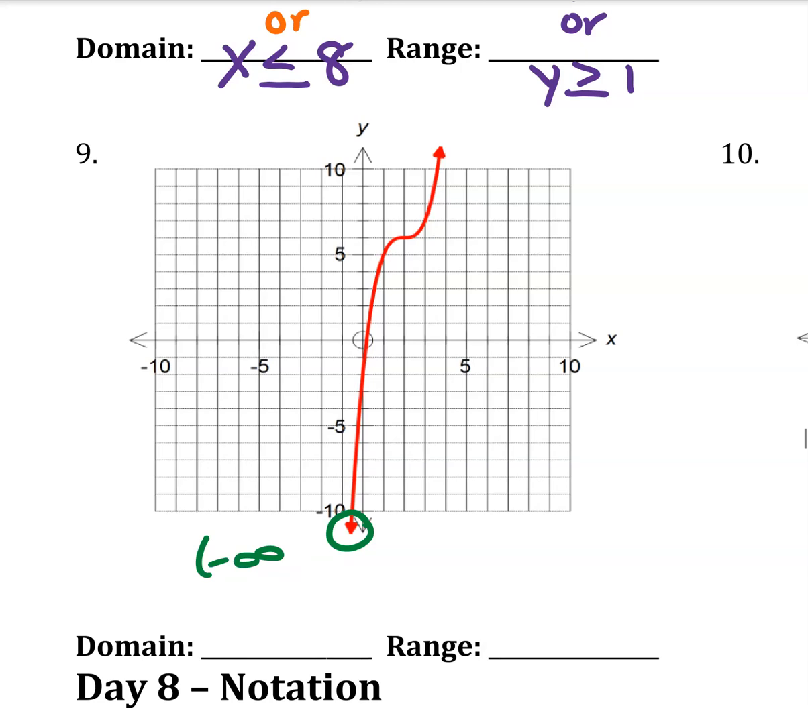Same thing over on the right side. I hit an arrow again. So looks like I'm going to have that -infinity to infinity, or all real numbers. Now, some of you guys, when you just saw me do that, you were probably like, but the arrows are pointing up and down. Yeah, they are. So that means the y's are also getting smaller and smaller and bigger and bigger at the same time.